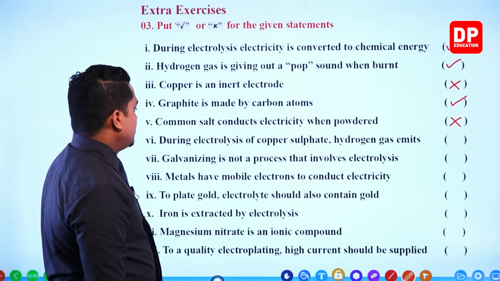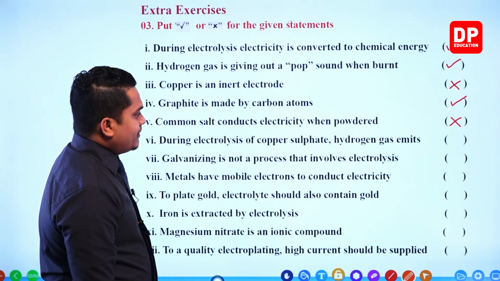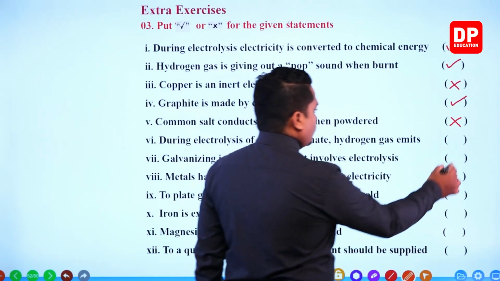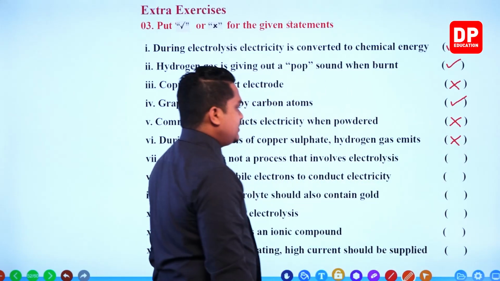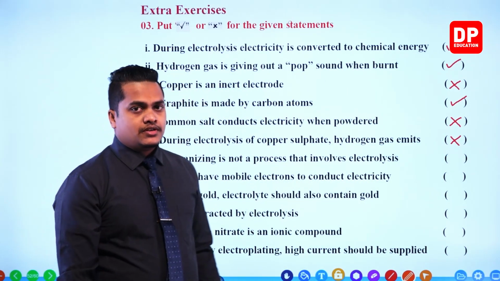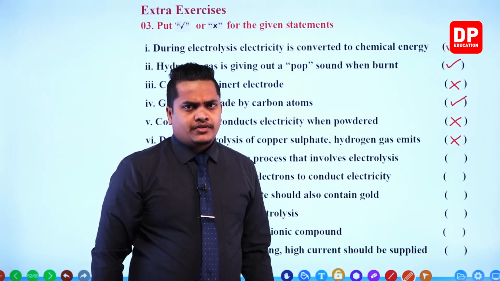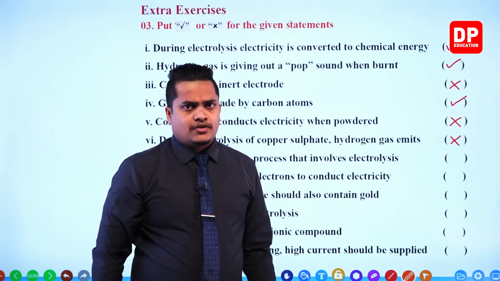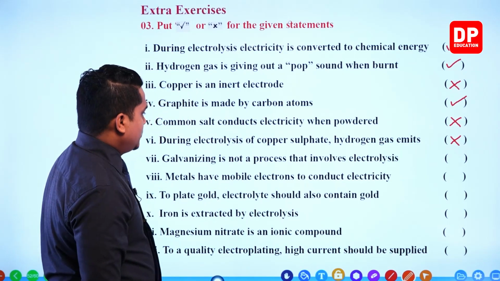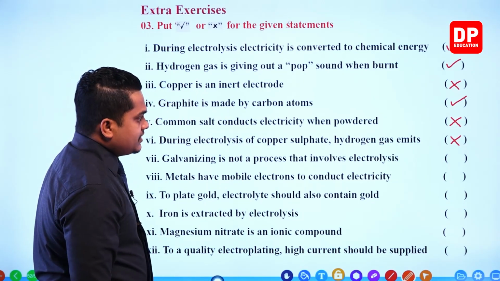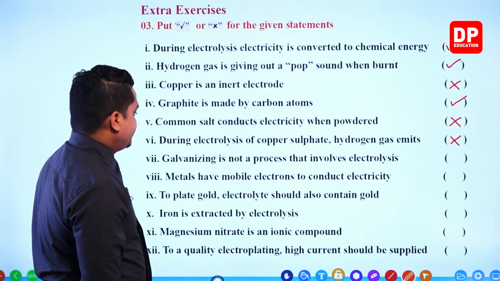Next one. During electrolysis of copper sulfate, hydrogen gas emits. Once again incorrect. During the electrolysis of copper sulfate solution, hydrogen gas is not going to emit. Oxygen gas is going to emit. Oxygen, not hydrogen.